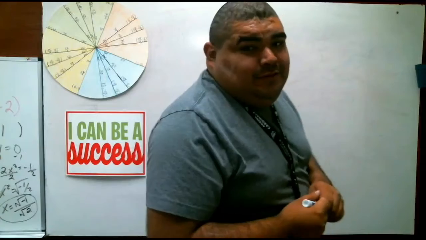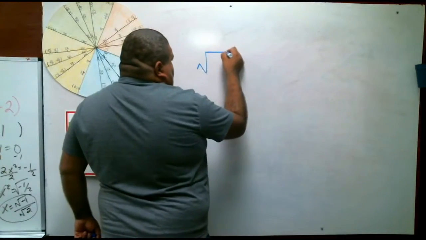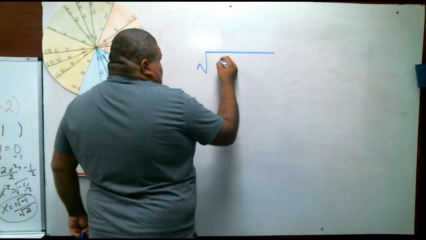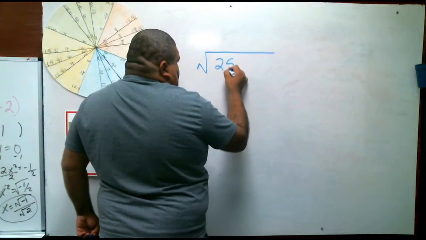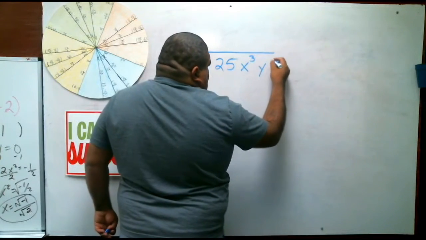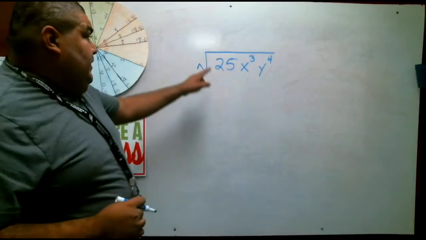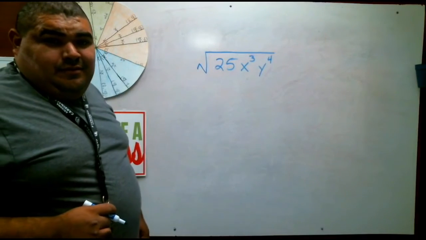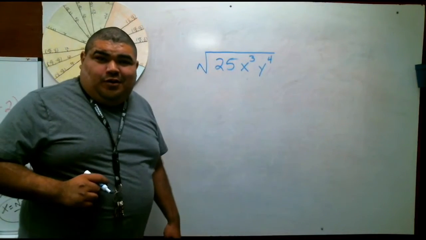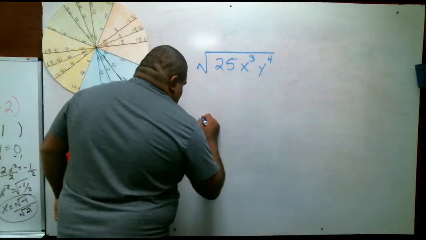Your assignment for today is, we have radical 25 x to the 3rd y to the 4th. Okay, hint, hint. There's nothing there. So how many groups of what are we looking for? It's up to you, okay? I'll leave that to you.